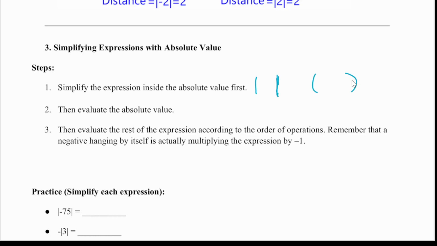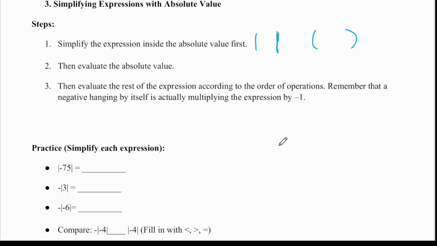Then you want to evaluate the rest of whatever's going on the outside of the absolute value according to order of operations. Keep in mind that if you see a negative just hanging out by itself, that's really multiplication by -1. So it might be helpful in a lot of instances to rewrite that explicitly as times -1. And let's look at some examples of that.